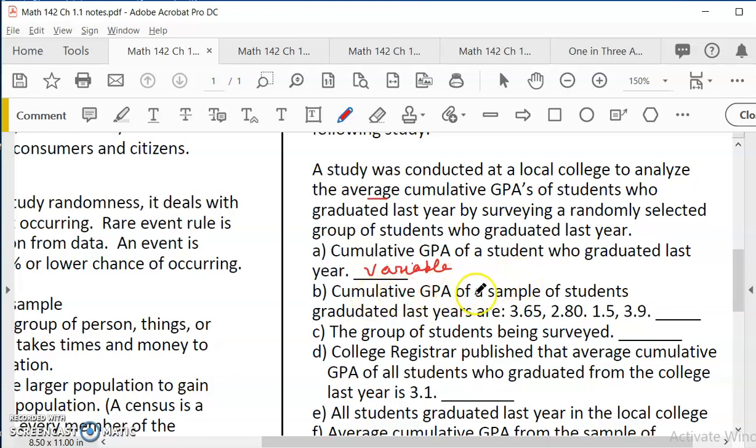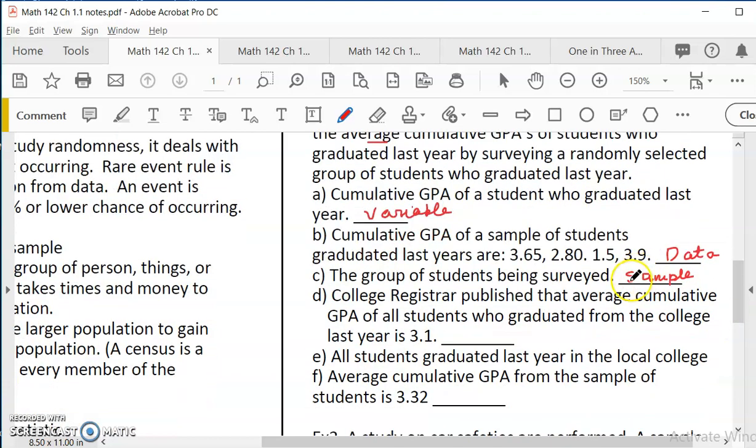So we do a cumulative GPA of a sample of students who graduated last year, and we have four numbers here. So the actual number itself is data. The group of students being surveyed would be a sample, right? They didn't say how many were surveyed, but this is a sub-collection.